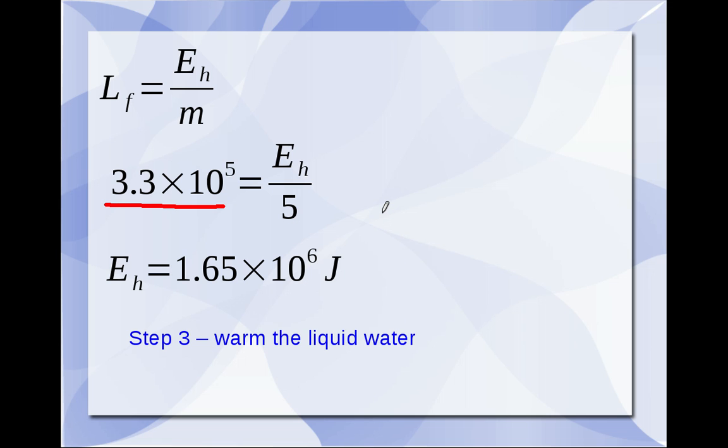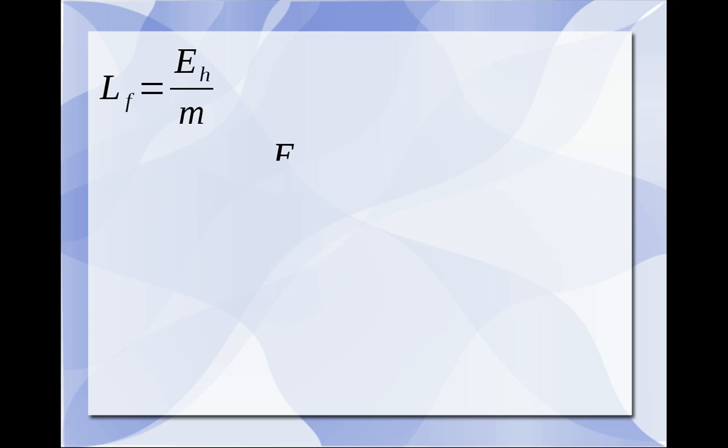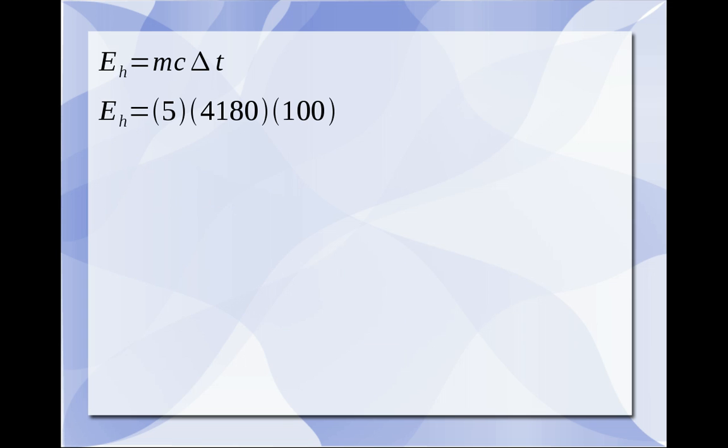Now that we've melted the ice, we're going to warm the liquid water to change its temperature. So we'll use our temperature equation again, but now you'll notice that the specific heat capacity is for liquid water, which is different from the specific heat capacity for solid water, or ice. So now it's 4,180 joules per kilogram degrees Celsius. And we get just over 2 megajoules for that job.